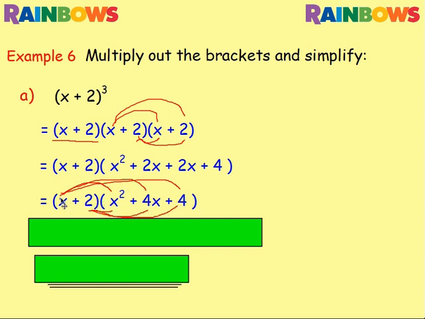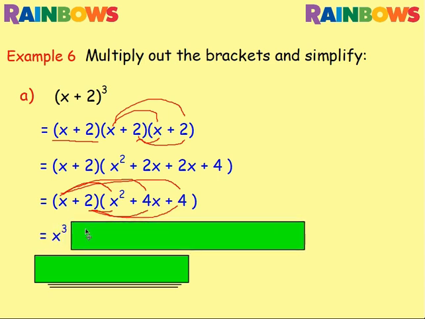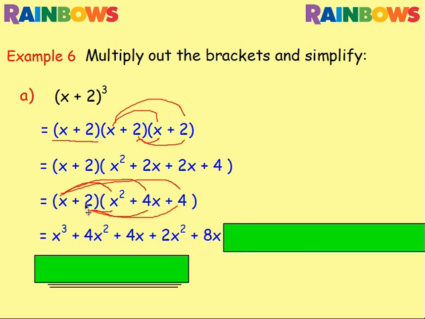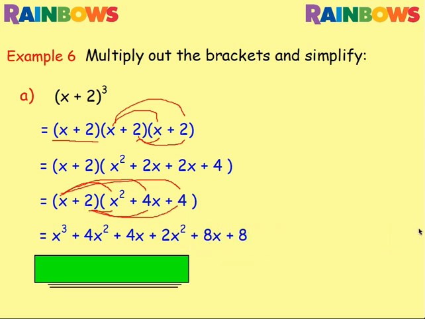Just use your rainbows and multiply the first term in the first bracket by everything in the second, and then the second term by everything here. So x times x squared gives you x cubed, x times the 4x is plus 4x squared, x times the 4 is plus 4x, 2 times the x squared is plus 2x squared, 2 times the 4x is plus 8x, 2 times the 4 is plus 8. Woo! After that, simplify it.